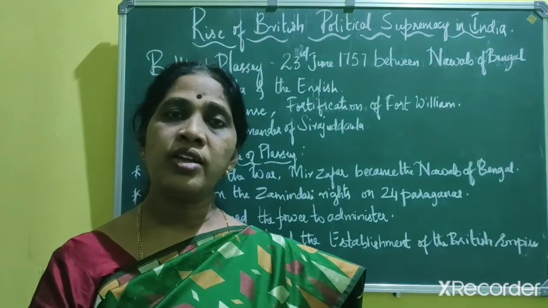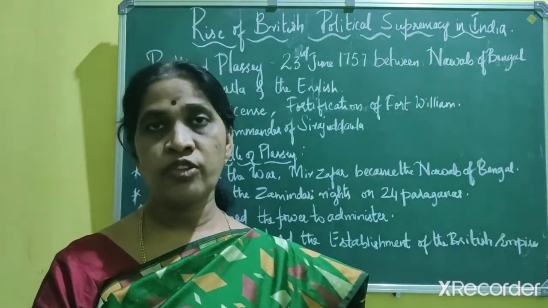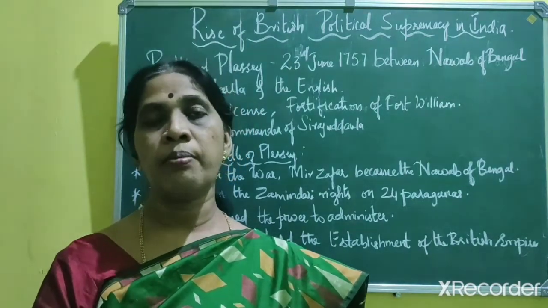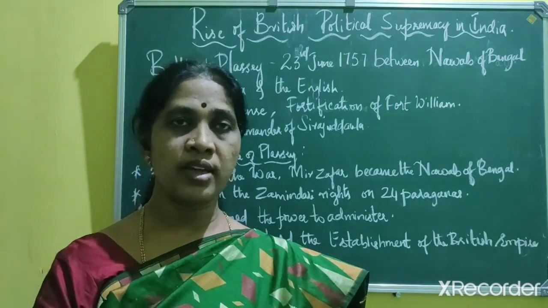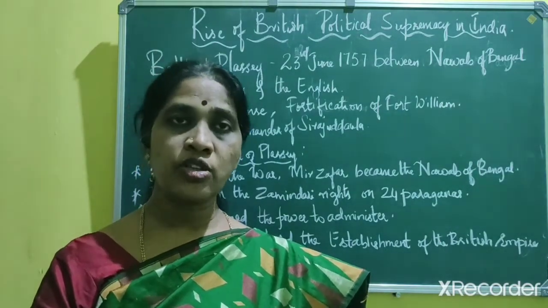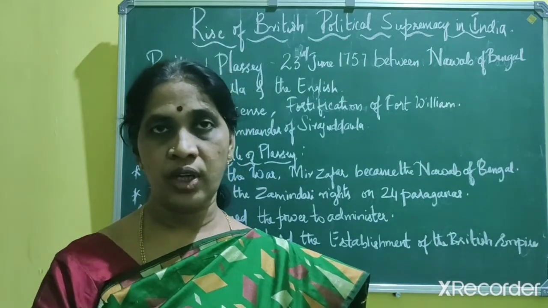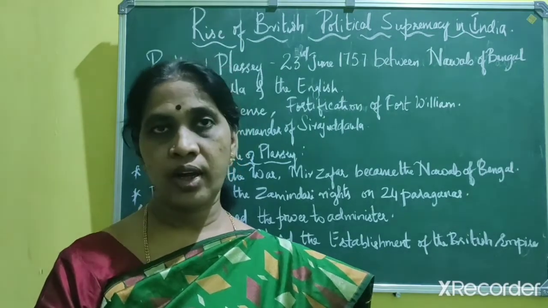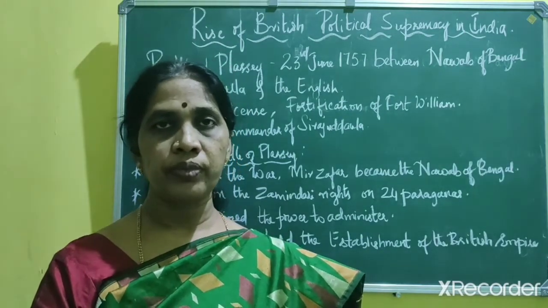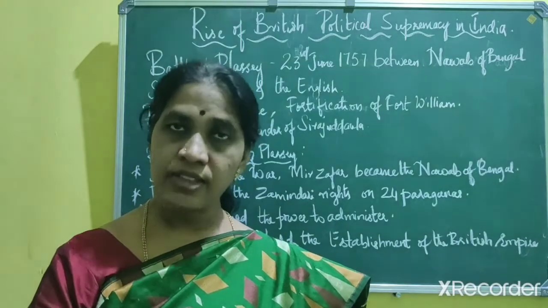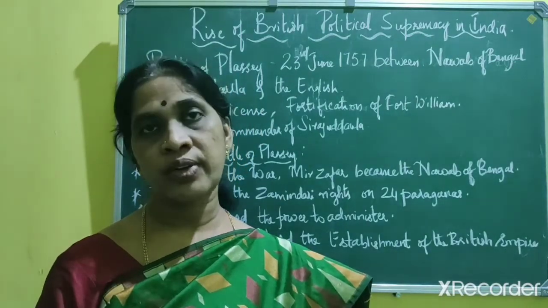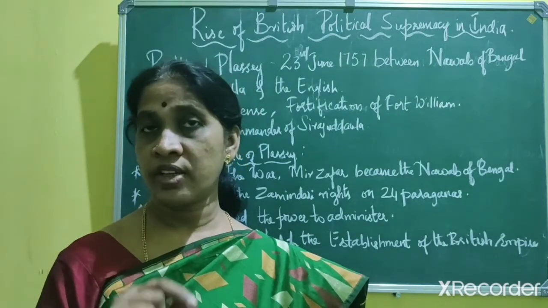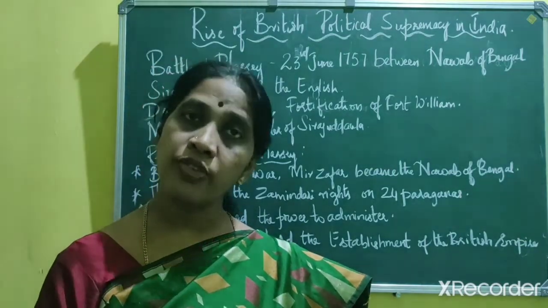In the year 1651, the English established their factory on the banks of Hooghly. Hooghly is a river in Bengal, and Calcutta is situated on its bank. This was the base for all the activities of the company, and this base on the bank of Hooghly is known as a factory.